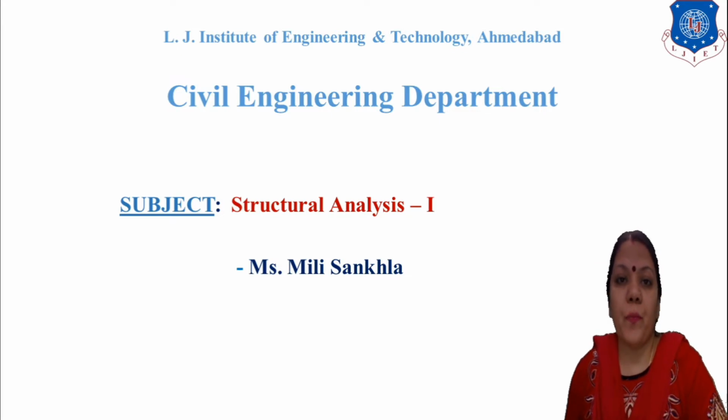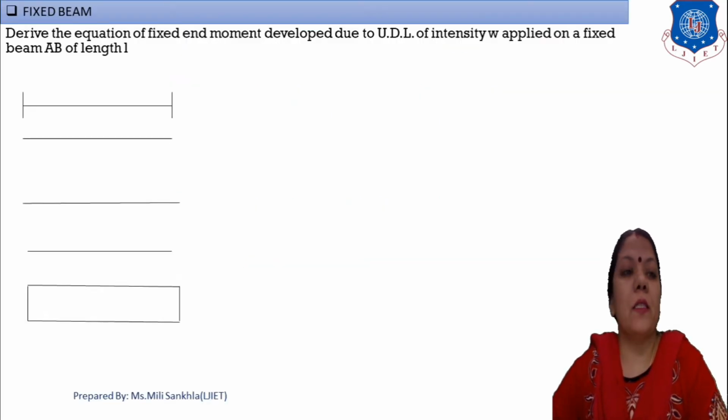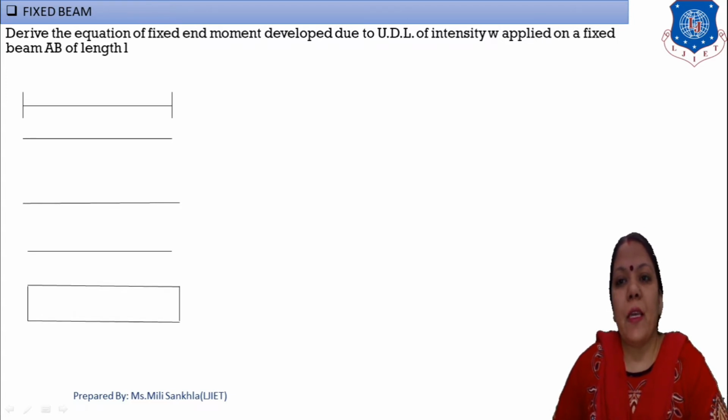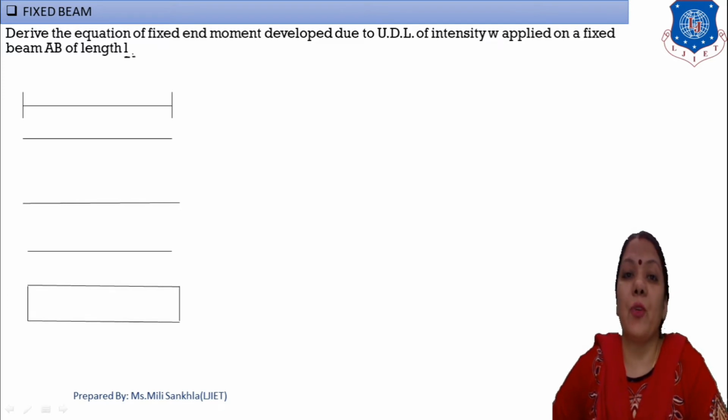Now first of all, for the derivation, here I consider one data: derive the equation of fixed end moment developed due to UDL of intensity W applied on fixed beam AB of length L. This derivation is done with the help of the moment area method. There are two methods for derivation, but here we solve it with the moment area method.